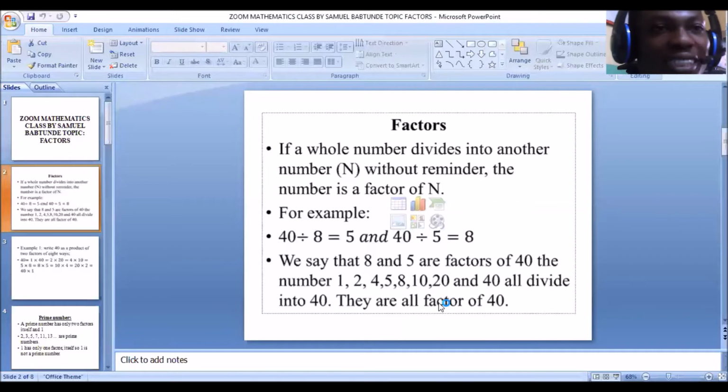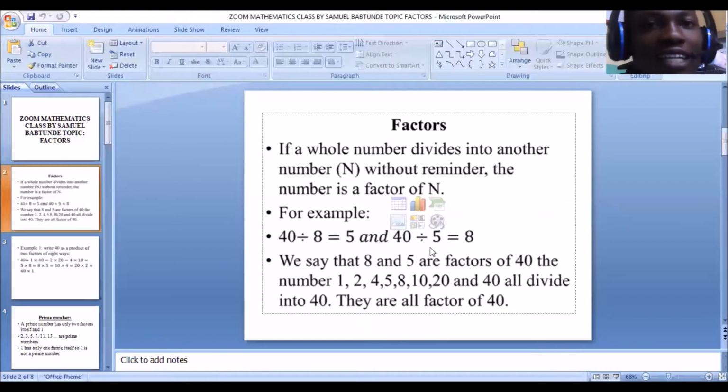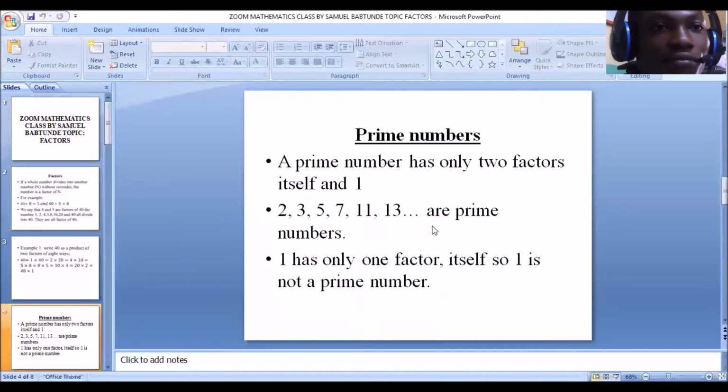So that's the simple meaning of what factors actually mean. When a number can divide into another number without remainder, the number is a factor of that number. So because 5 can go into 40 8 times without any remainder, 5 is a factor of 40. Because 8 can go into 40 5 times without any remainder, 8 is a factor of 40. I believe that is clear.